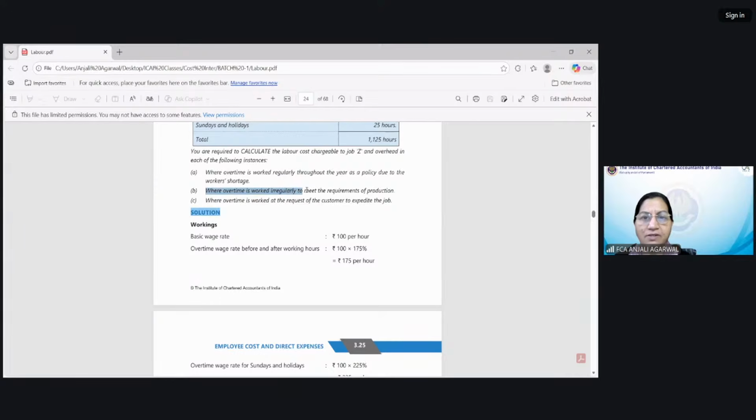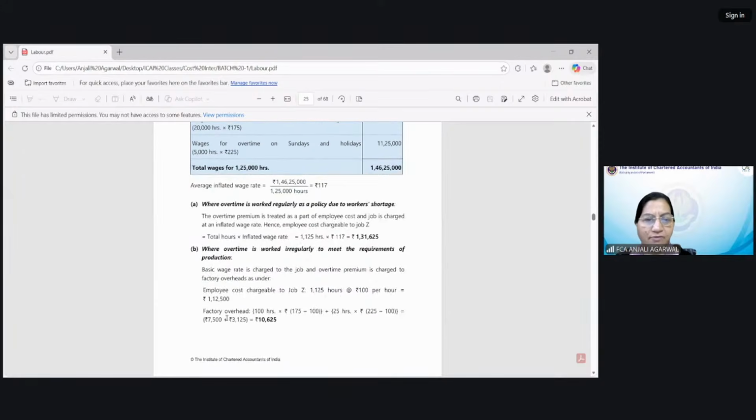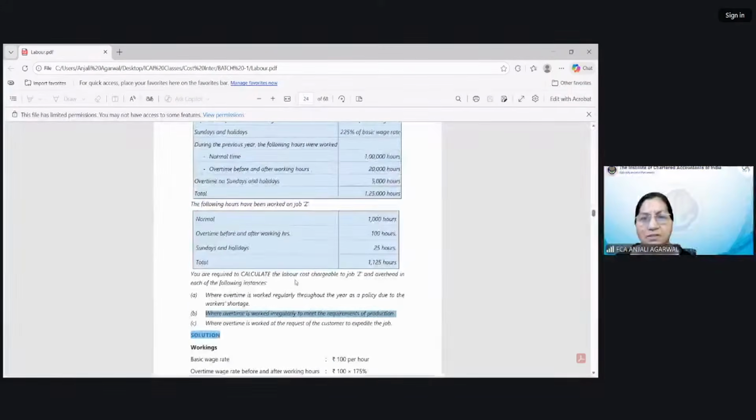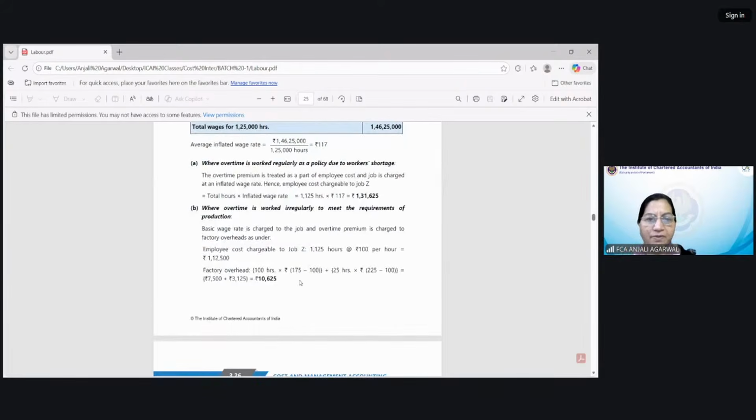If it is irregular, to meet the requirements of production, then it will go to 1125. First, you have to calculate how many hours. This 1,000 into 100 will go to job cost. On this 100, at the rate of 75 is premium. And on these 25 hours, 125 is the premium. So this premium, whatever it is, is part of overheads.